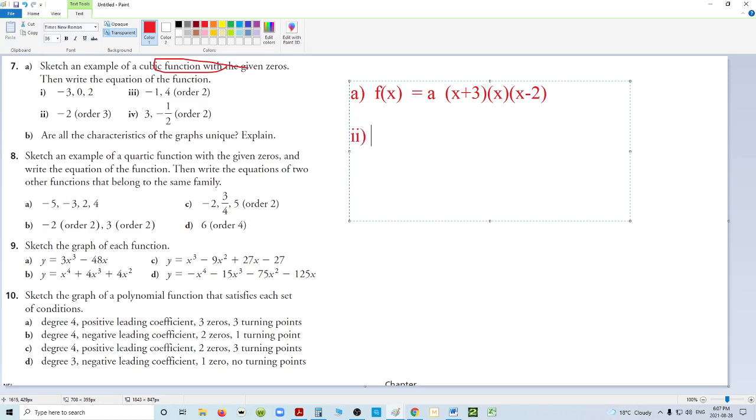So they just give you one x-intercept on this one. We can't figure out the a. And we give it x plus 2 to the power of 3.